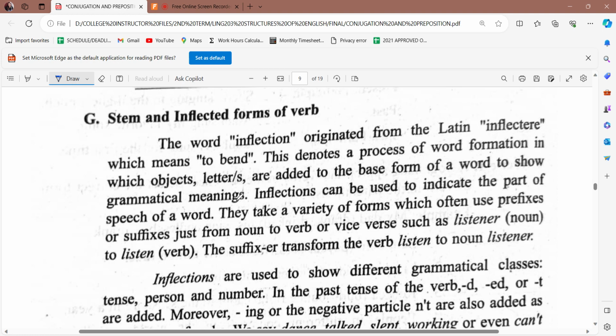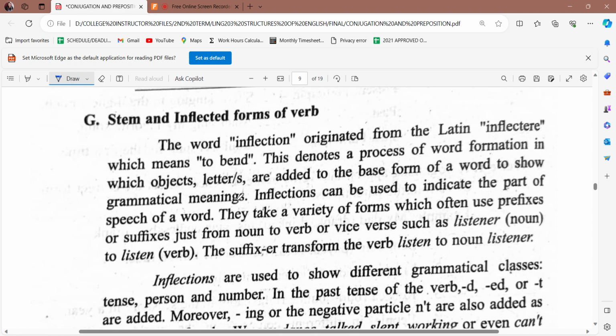Now let us go to inflection. I believe that I have already discussed inflection, although only briefly, when we were discussing derivation. Let us just go through this again. The word inflection originated from the Latin inflectere, which means to bend. This denotes a process of word formation in which letters are added to the base form of a word to show grammatical meanings. So inflection can be used to indicate the part of speech of a word.